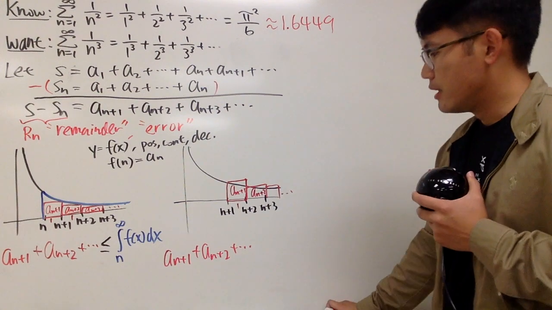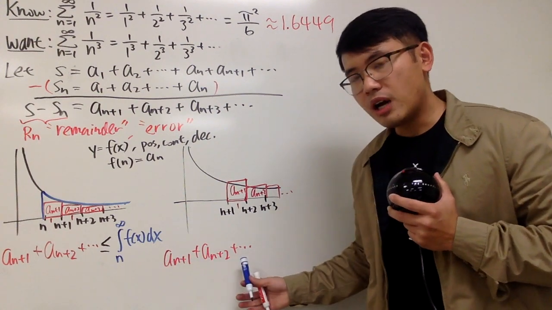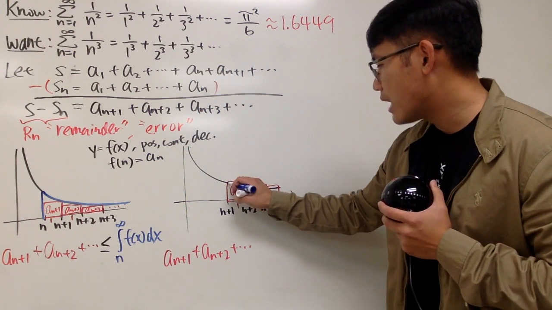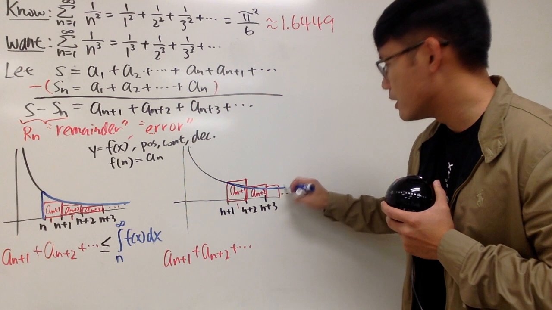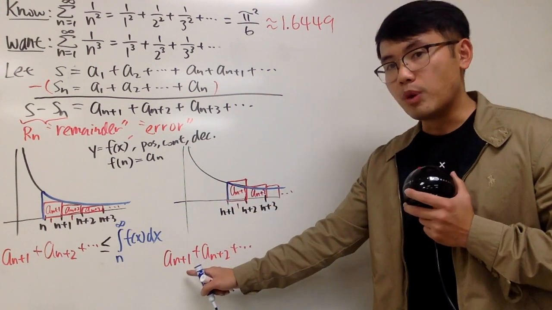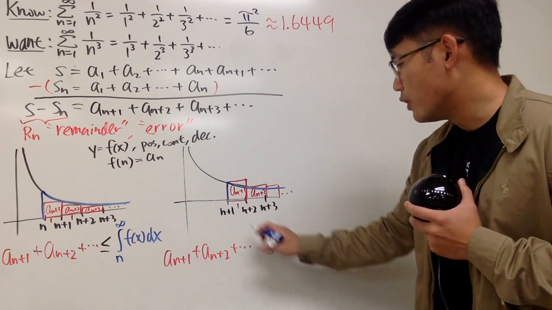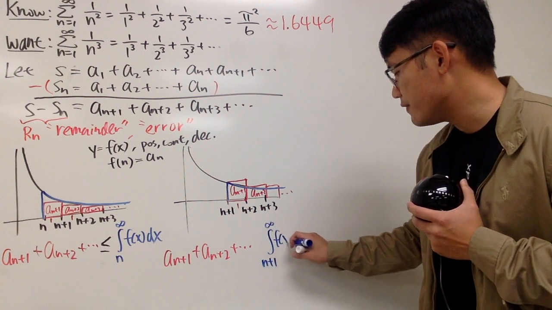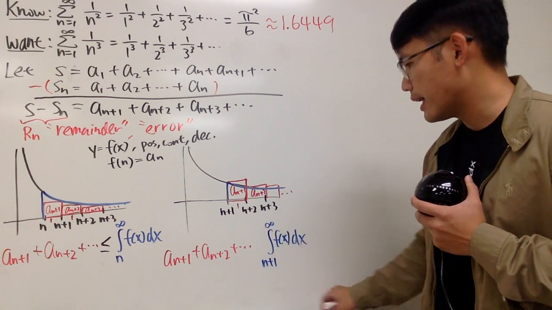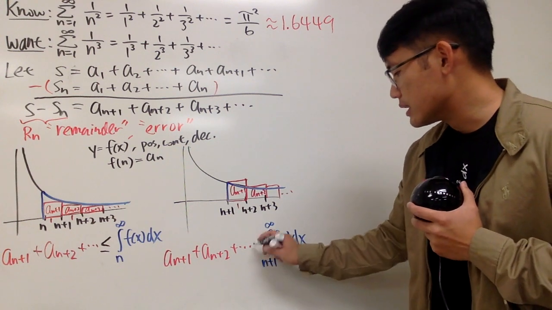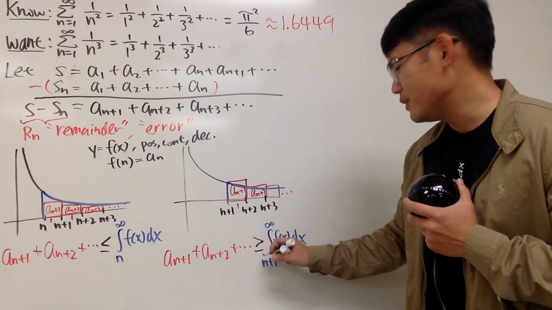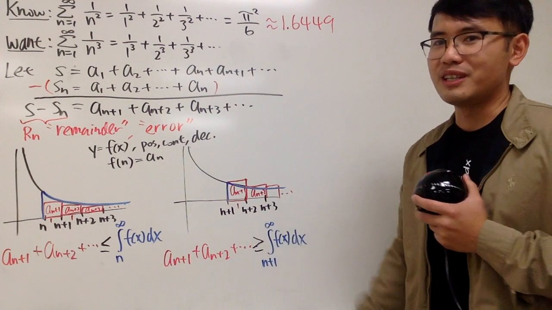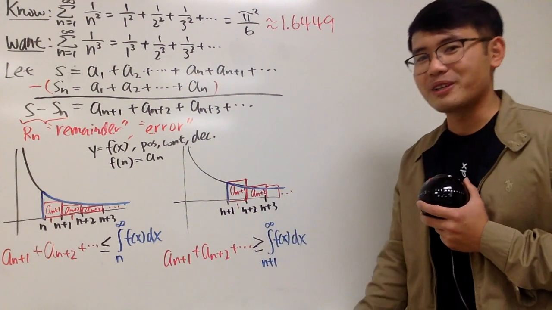This time, compare the area of all these rectangles when you add them up, and the area under the curve. As you can see, this will be bigger than the integral from n plus 1 to infinity of the function. And again, this right here is bigger than, and sometimes it can be equal to, because if you have a redundant sequence, maybe they're just exactly the same. But let's just put this down here.